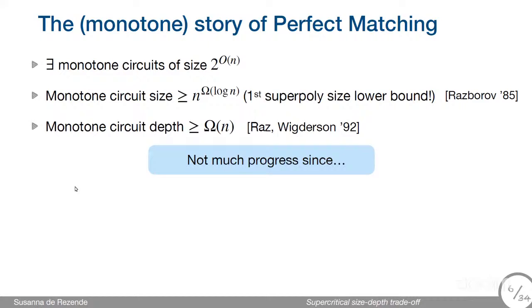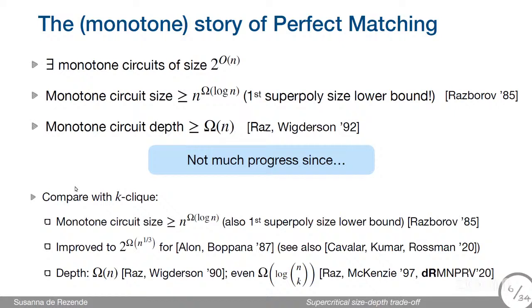But since then, there has not been much progress. So it's been 30 years, and we still don't know the complexity of matching for monotone circuits. We can compare this with another result in Razborov's paper in '85. He showed superpolynomial lower bounds not only for matching, but also for the clique function, with n to the log n lower bounds. But just a few years later, Alon and Boppana improved this to exponential lower bounds.